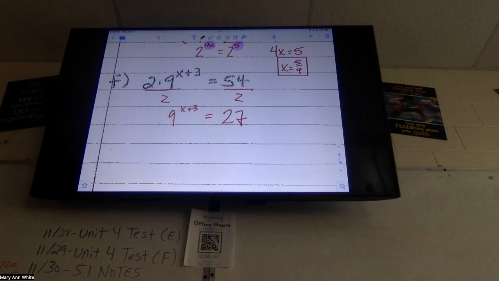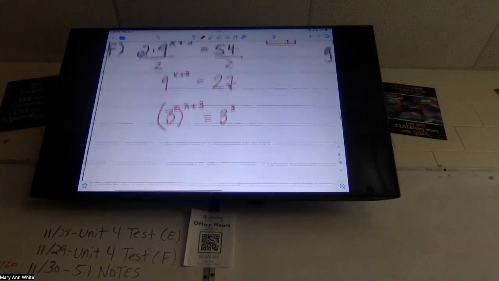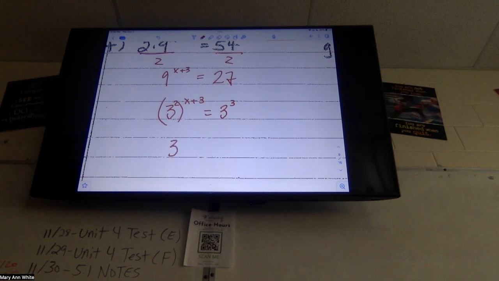And then I wanna get everything written with the same base, and I think 3 is the easiest base. So I'm gonna do 3 squared, that's the same thing as 9. Keep that x plus 3 as my exponent, and then 3 to the third is 27. So I can think of that as 3 raised to the 2x plus 6 equals 3 to the third. And then now I want to set those equal to each other.